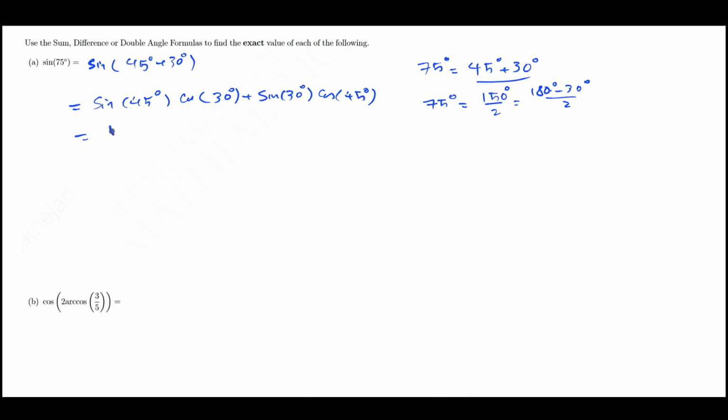Sine of 45 degrees, if you look at your table, is square root of 2 over 2. Cosine of 30 degrees is square root of 3 over 2, plus sine of 30 is 1/2, times cosine of 45, which is the same as its sine. I can put this as square root of 6 over 4 plus square root of 2 over 4, or square root of 6 plus square root of 2, over 4.